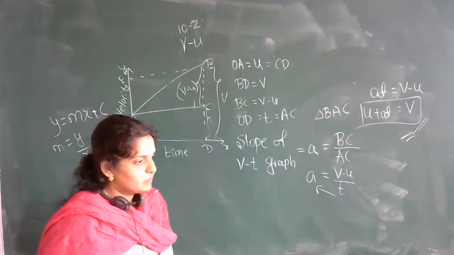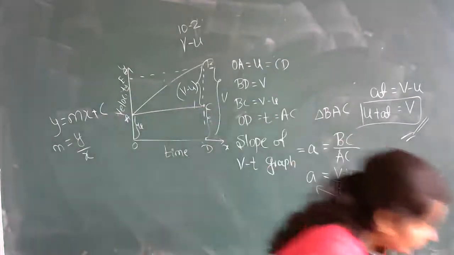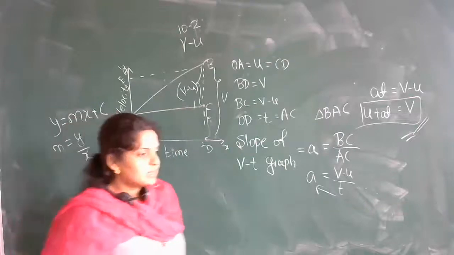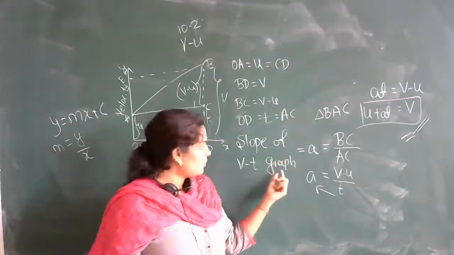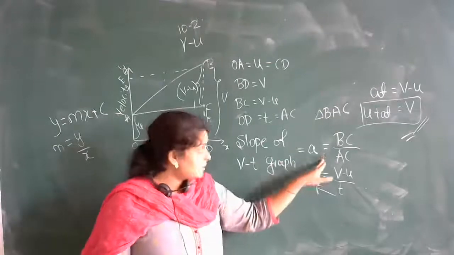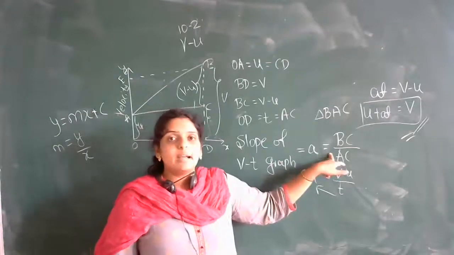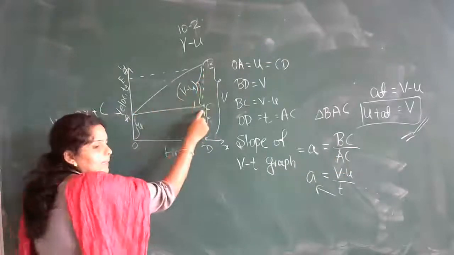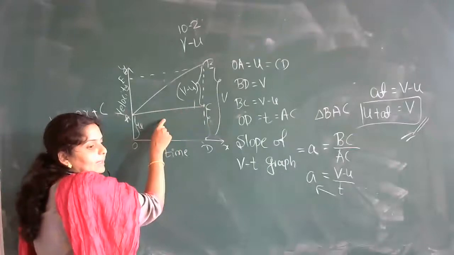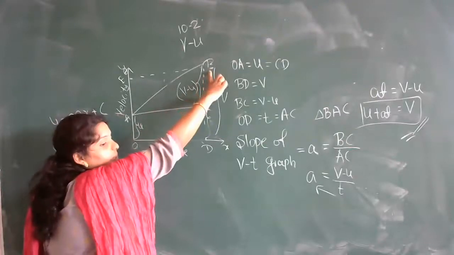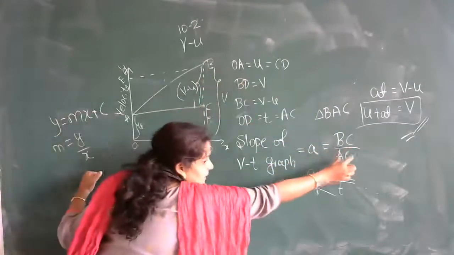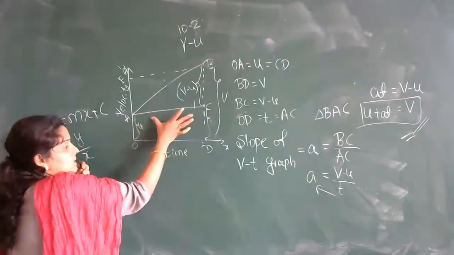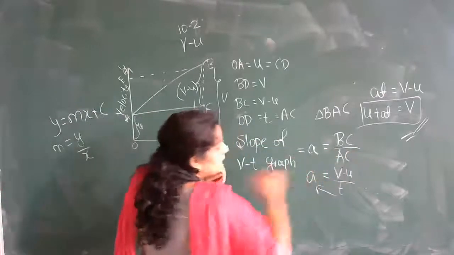Okay, so this much is clear, that slope of VT graph is equal to acceleration. Which triangle are we considering? I am considering triangle ABC. So in triangle ABC, what is the y-axis? The y-axis is nothing but BC. So I have written BC divided by, what is the x-axis? The x-axis in the triangle is AC. Therefore, I have written it as AC.